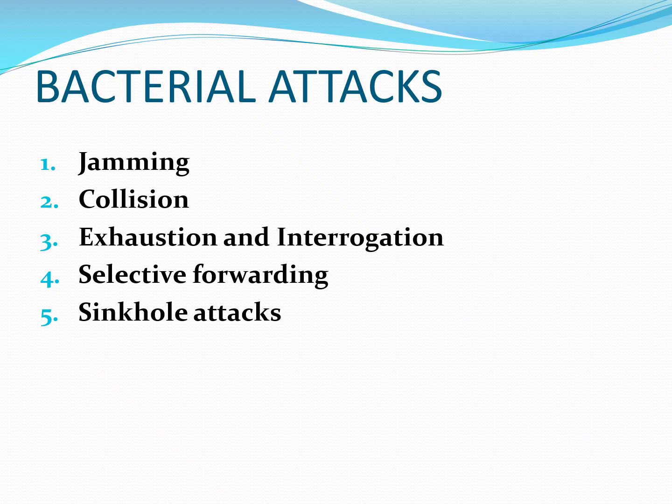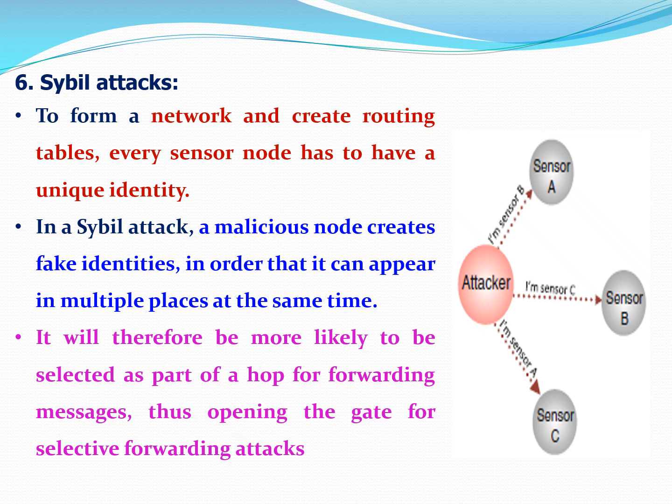There are 13 bacterial attacks. The first 5 we have seen in the previous presentation: jamming, collision, exhaustion and interrogation, selective forwarding and sinkhole attacks. These are how compromised nodes disrupt the body sensor network. Now let us proceed with the 6th bacterial attack, which we are going to call Sybil attack.